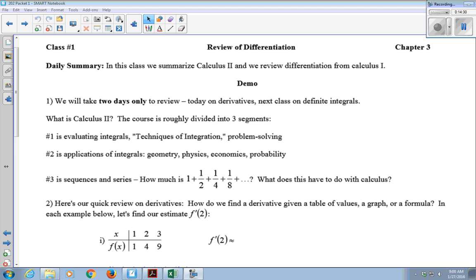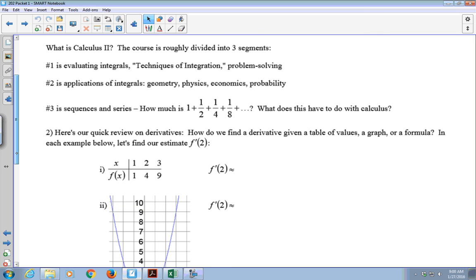It's divided into roughly 3 segments. The first one is evaluating integrals. We just barely started this at the end of Calc 1. We're going to learn some techniques of integration, so methods of evaluating an integral, and we'll do some problem solving.